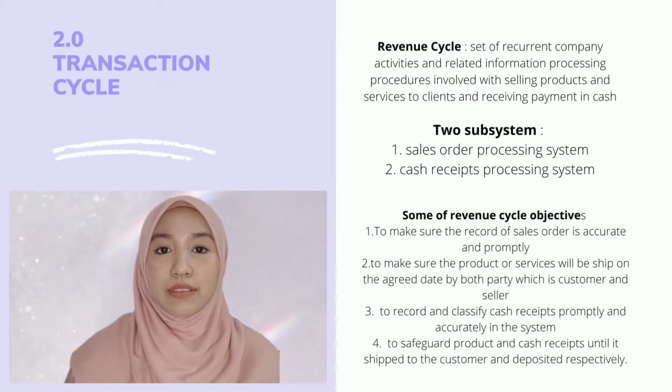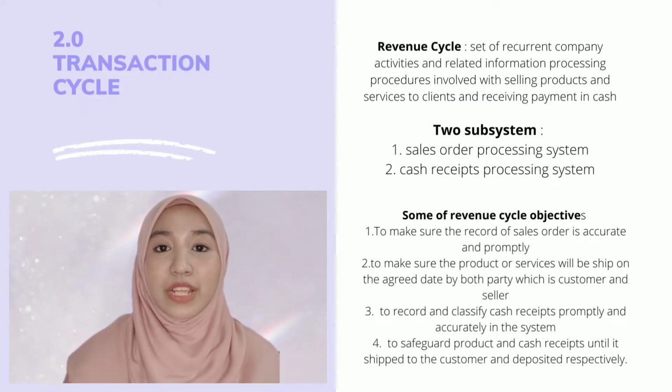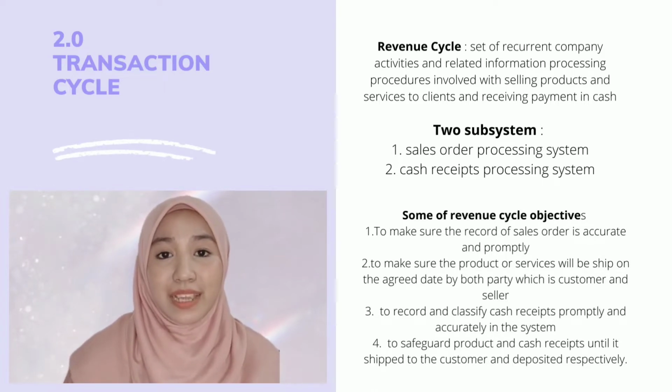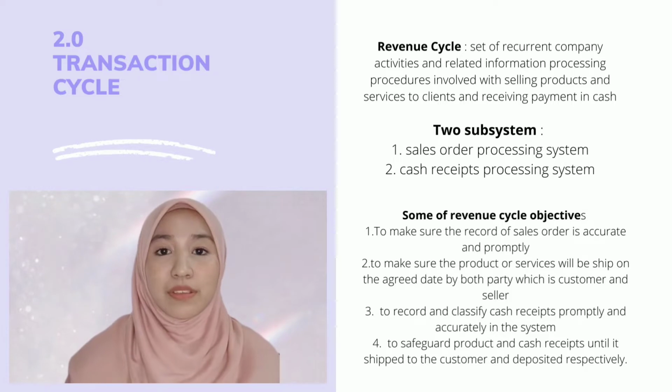The revenue cycle is a set of recurrent company activities and related information processing procedures involved with selling products and services to clients and receiving payment in cash. For this cycle, there are two subsystems, which are the sales order processing system and the cash receipts processing system.